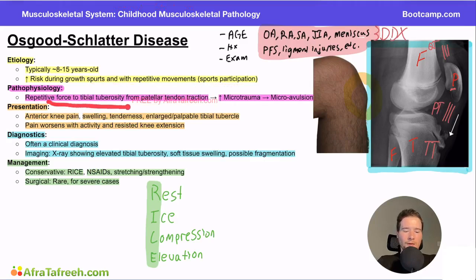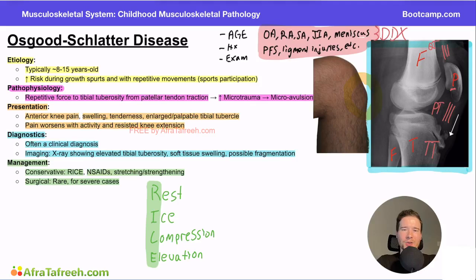Pathophysiology is due to repetitive force to the tibial tuberosity, kind of this anterior portion of the knee, leading to patellar tendon traction, microtrauma, and ultimately a microavulsion. The presentation here is going to include anterior knee pain, swelling, tenderness, and an enlarged palpable tibial tubercle, a very classic finding you can see on physical exam. These patients will also have worsening pain with activity and resisted knee extension. Why? Because we're activating this pulley system. We're putting more pressure on it when we're trying to extend the knee outwards.